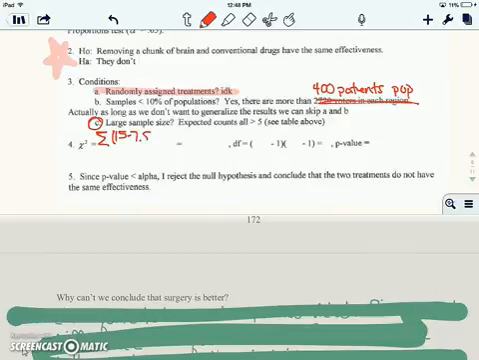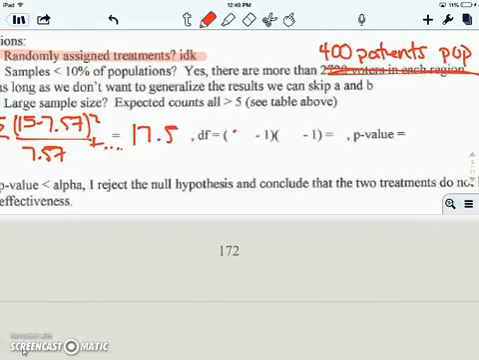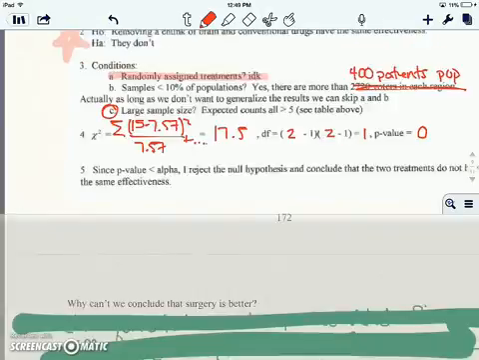15 minus 7.57 squared all over 7.57 plus dot dot dot, all of the different values, is equal to a chi-square value of 17.5. Our degrees of freedom was row total minus 1 times column total minus 1, or 1, and it was a p-value of almost 0. It might be better to write the actual scientific notation decimal there, but for time's sake, I'm just going to say it was almost 0.